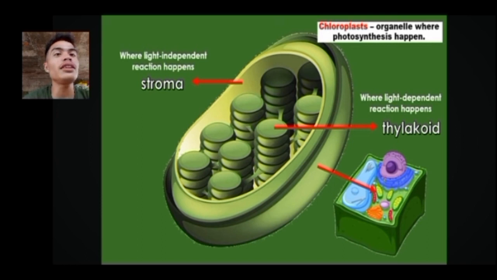In this complex biochemical reaction, light energy is absorbed by chlorophyll, a pigment in chloroplast, and is used to convert carbon dioxide and water into glucose and oxygen.